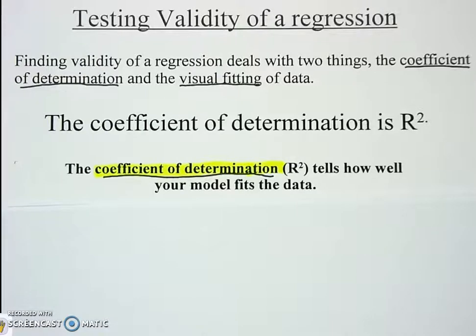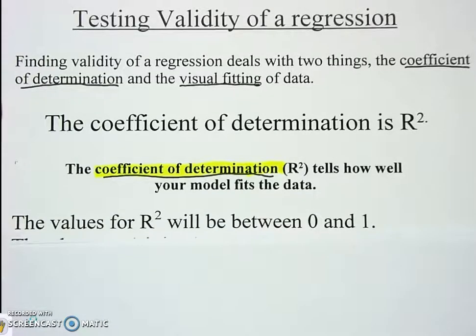All right, so coefficient of determination is r squared, like we said, but it tells how well your model fits the data. So does it fit it really well? Is it jacked up where it doesn't even fit that much at all? It doesn't really fit at all? Or what's going on? How does it fit?